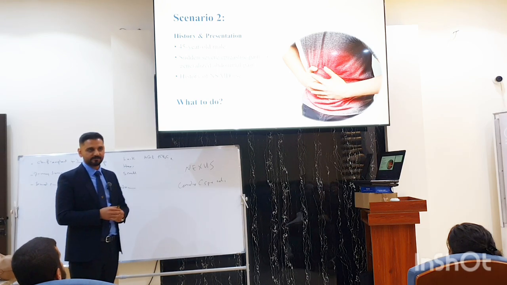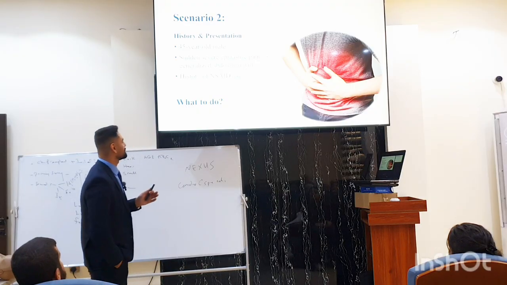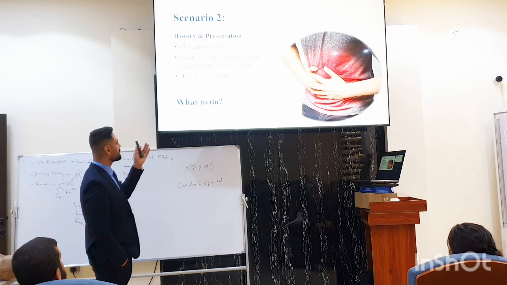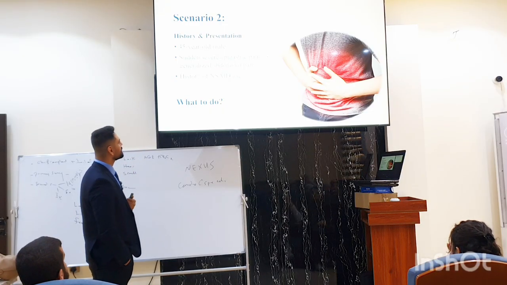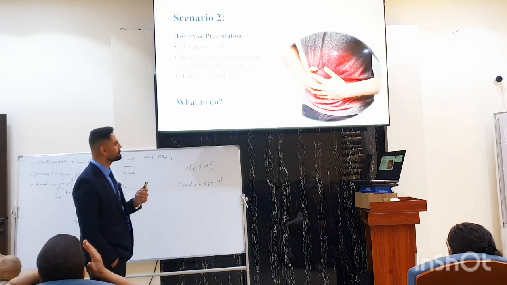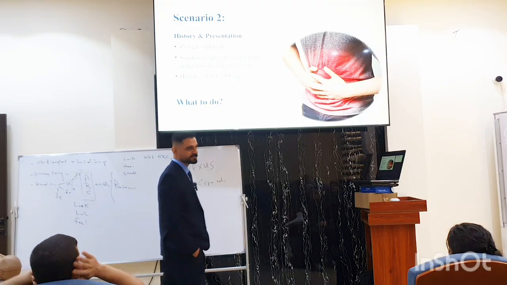This is the second case. We need to calm down and we'll go slowly to the next one. This is a 40-year-old male. He presented with a sudden severe epigastric pain and then it turned to be a generalized abdominal pain, and he had a long history of non-steroids.